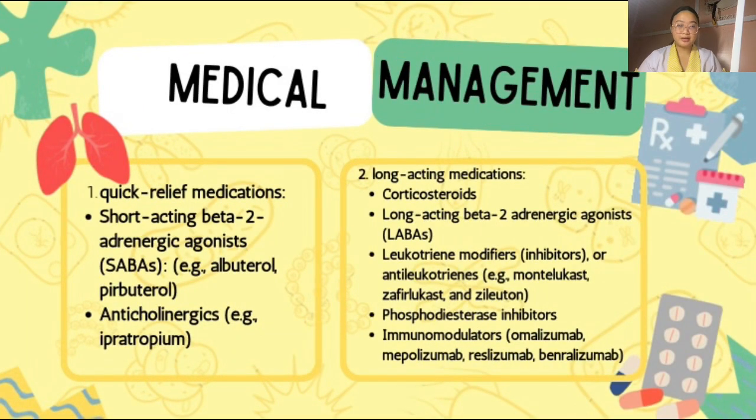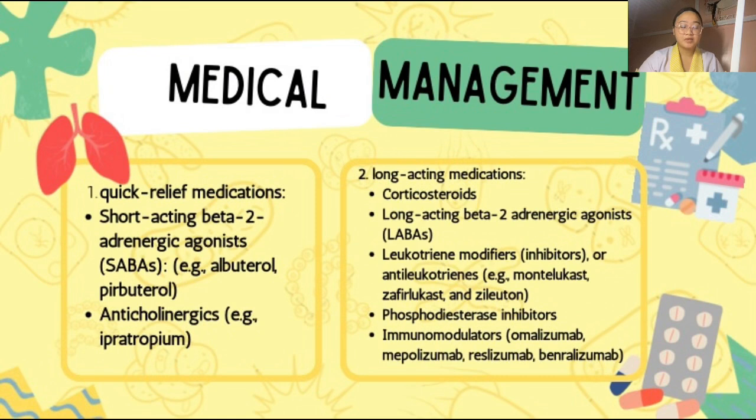Now we will proceed with the medical management for asthma. So in this slide, it highlights the two main categories of medications used for the management of asthma patients. So these two main categories of medications are the quick relief medications and the long-acting medications. So first are the quick relief medications. So the purpose of using quick relief medication is to treat acute asthma attacks and provide immediate symptom relief.